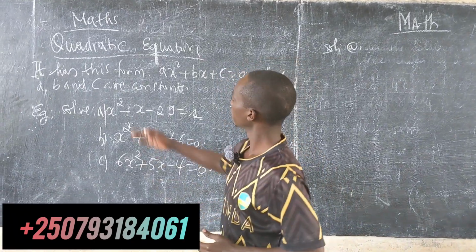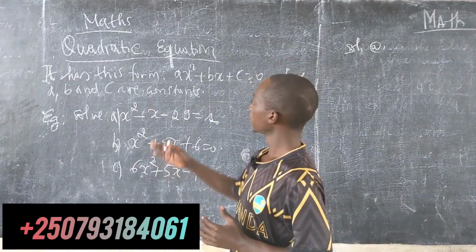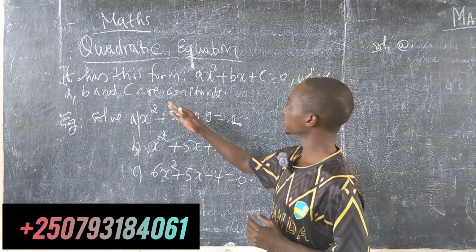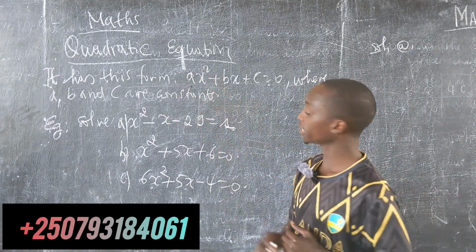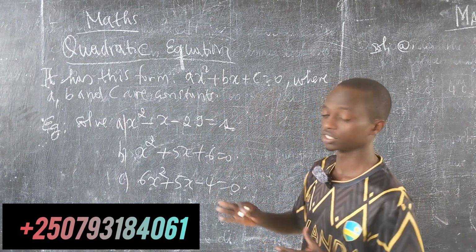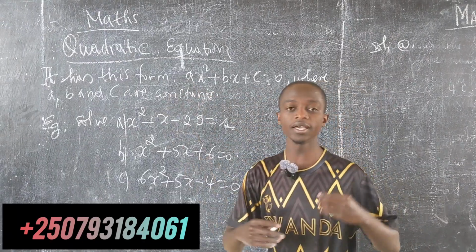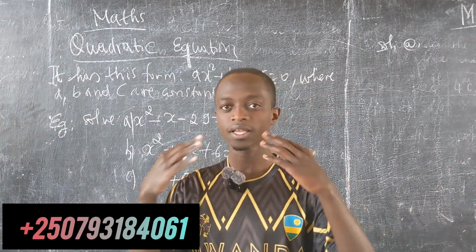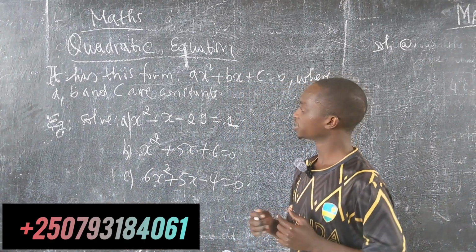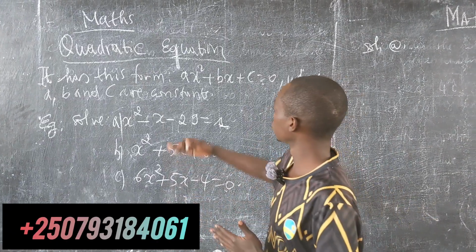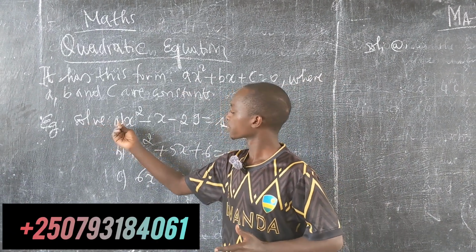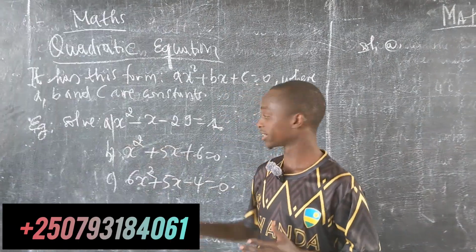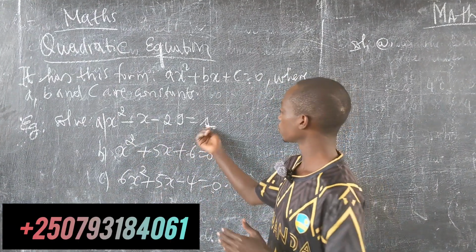Okay, here I have a quadratic equation. The quadratic equation has this form: ax squared plus bx plus c, which is equal to 0, where a, b, and c are constants. It means that we need to find those values. Actually, here we have to solve x squared minus x minus 29, which is equal to 1.